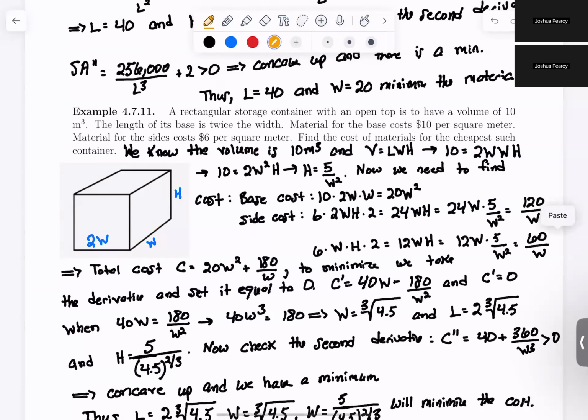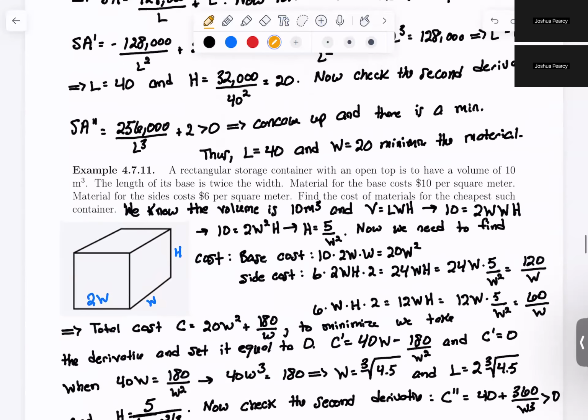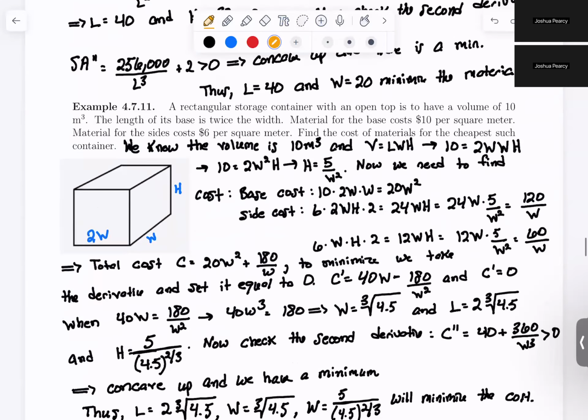So we know what the volume is, right? The volume is equal to 10 cubic meters. And since this is a rectangular storage container, we know what the volume formula is. It's length times width times height. But we know that the length already is equal to 2W. So I plug that in. And I also know the volume already. It's 10 cubic meters. So therefore, I can solve for H in terms of W. And if I do that, H equals 5 over W squared.